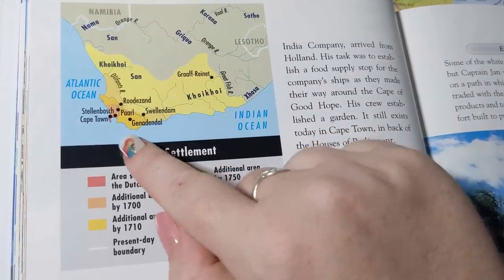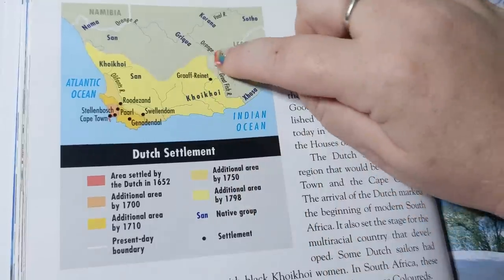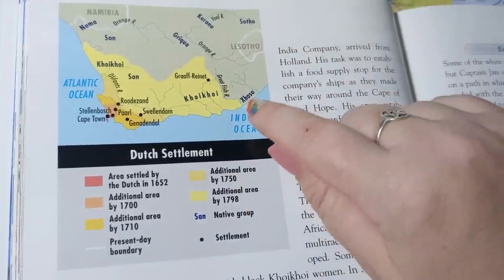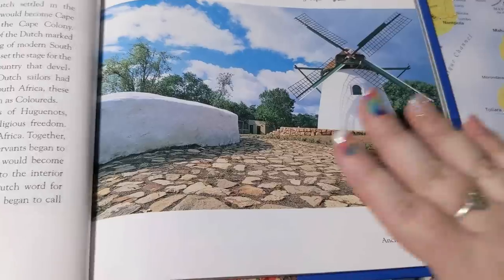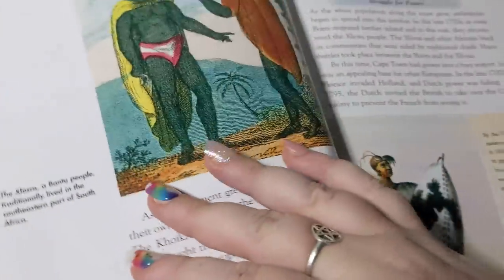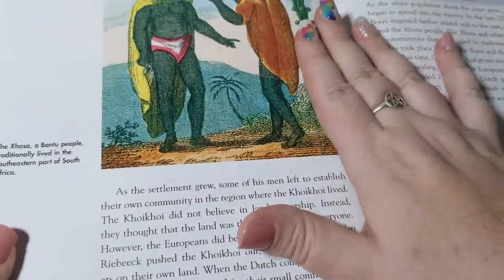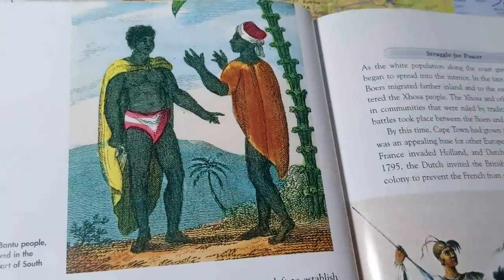Dutch settlement. So you can see they started out here and they spread out until they got to the Great Fish River and encountered the Xhosa people. Some very Dutch buildings here. Big old windmill. Here is a depiction of the Xhosa people in their garb.